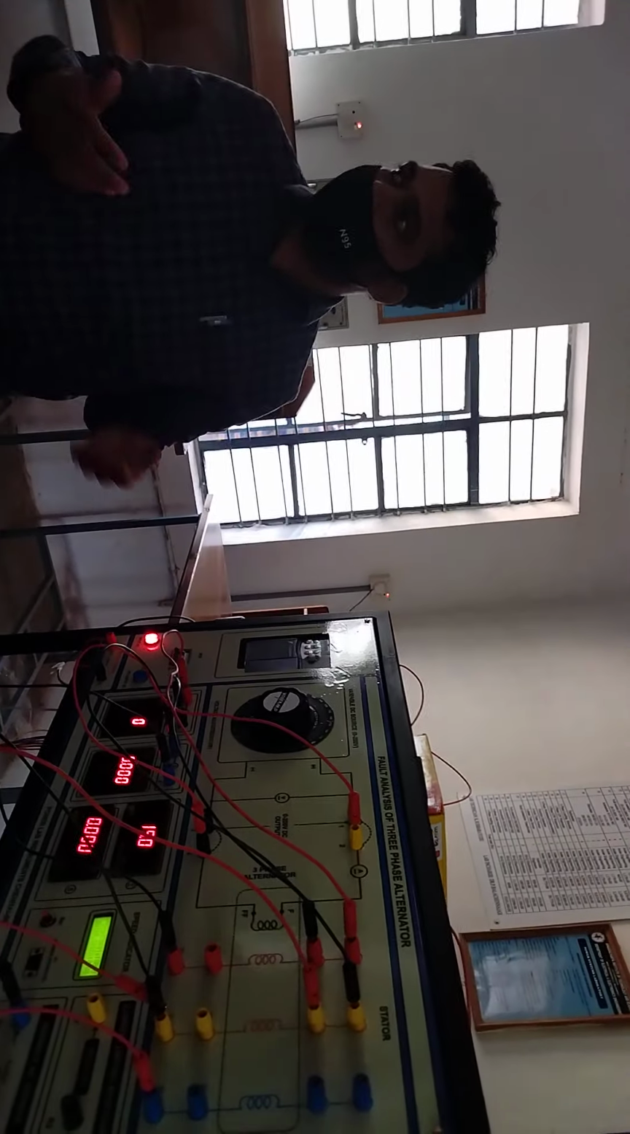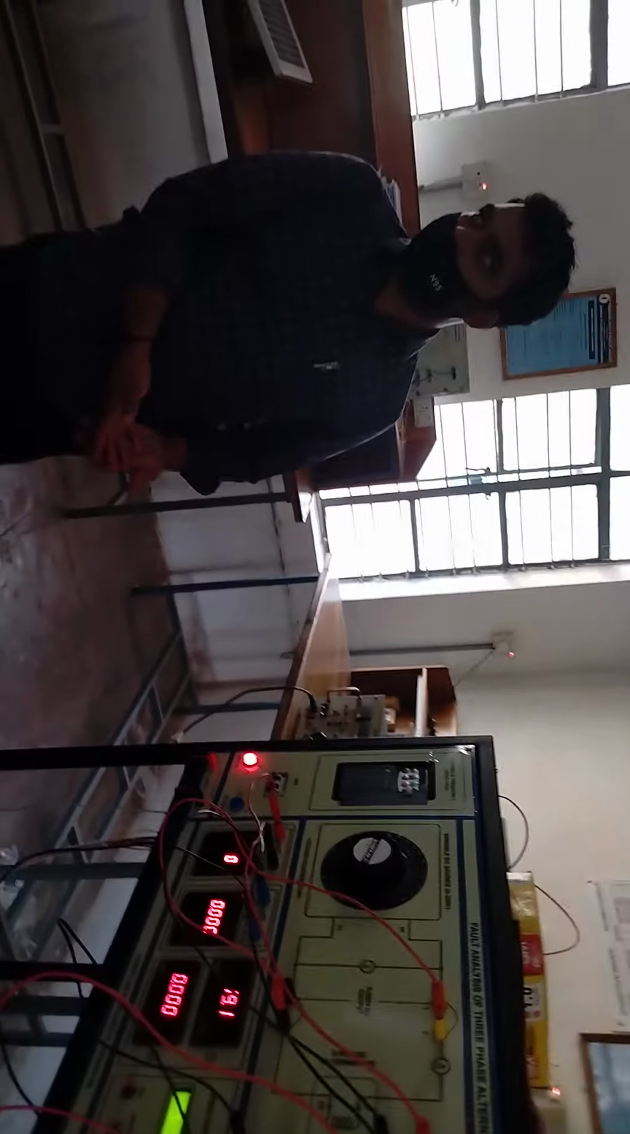So this is the method we are using for positive sequence. In case you have some other method to find out the positive and negative sequence reactance, you can apply it here.